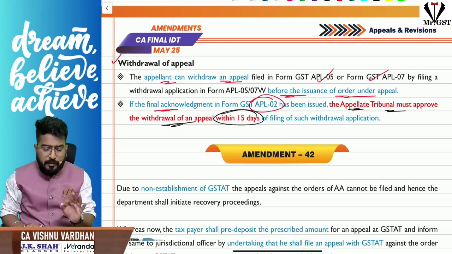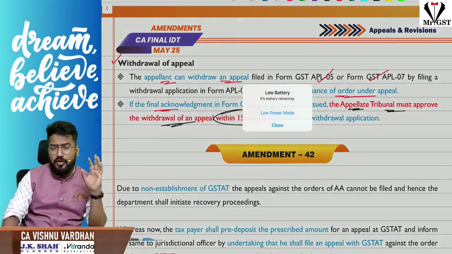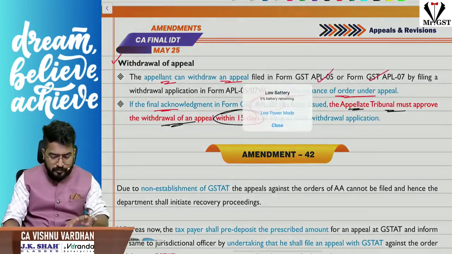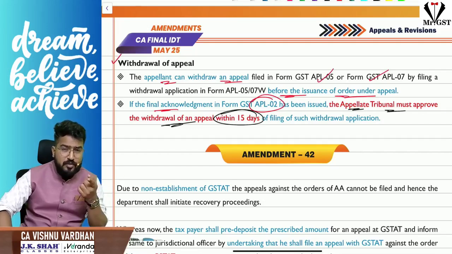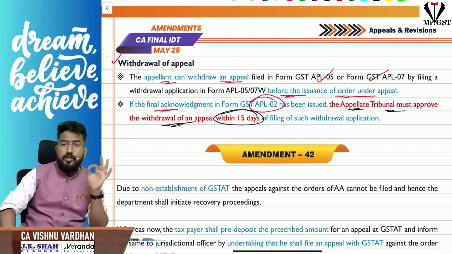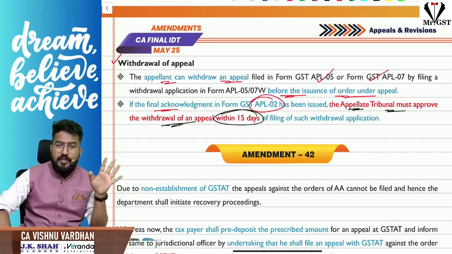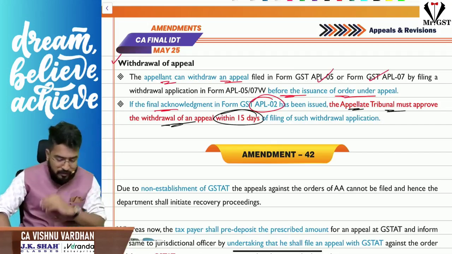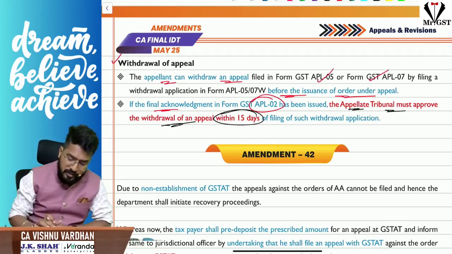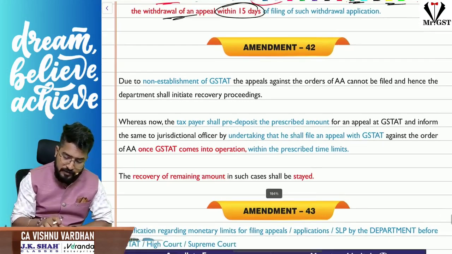So I repeat, if you are going for withdrawal of the appeal, you can do that anytime before the order is passed. But if you are withdrawing the appeal after the final acknowledgement, we have discussed so long provisional acknowledgement, right? After the final acknowledgement is granted to you in GST APL-02, if you are withdrawing the appeal, then the appellate tribunal should approve that, and they will generally approve it within 15 days from the date of filing the withdrawal application. So that is what concerns the common points related to appeals by the taxpayer or the department.